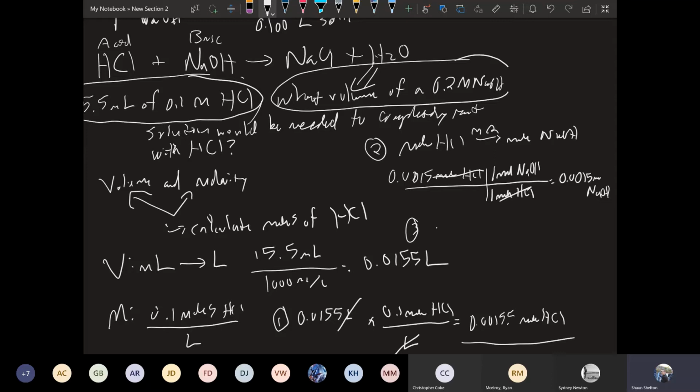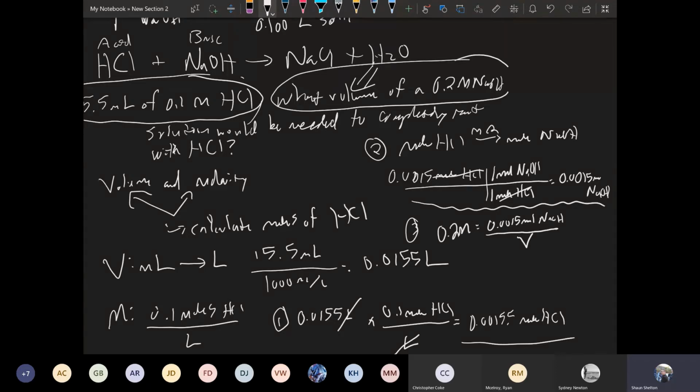So our third step will be taking the moles of NaOH and calculating the molarity of NaOH. So molarity again is moles per liter. So you have your 0.0015 moles of NaOH. Divide that by... well, you know what? They give you the molarity, don't they? We need a volume. So scratch that out and write this in.